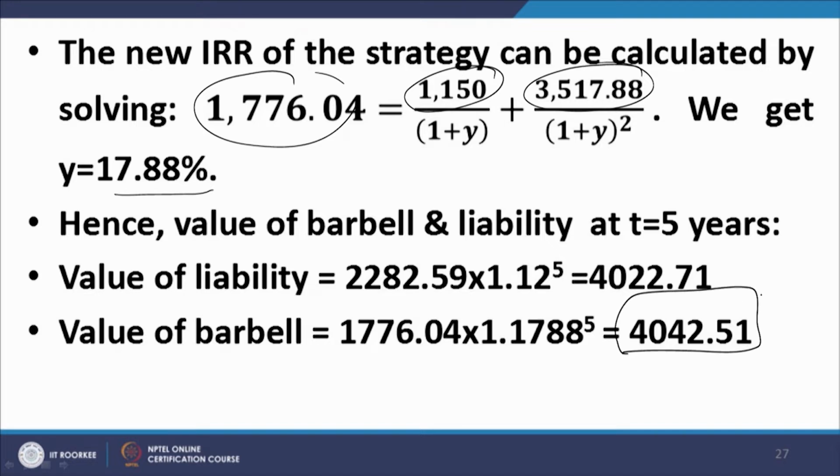This is against the future value of the liability, which is 4022.71. So, notwithstanding the fact that PVA has gone far below PVL due to the unfavorable changes in interest rates, the IRR has changed so favorably that as on the date of maturity of the liability, we still end up with a little bit of surplus after the payout of the liability.